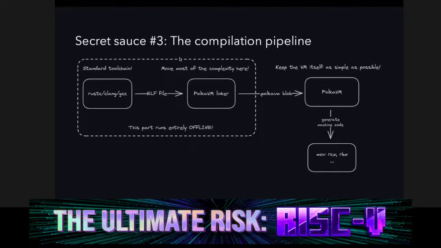This linker does things like relocations, so now we don't have to do relocations in the VM, the linker does it. It also does macro op fusion. So basically in RISC-V, for example, if you want to load an immediate value into a register, if the immediate is too big, you need 2 instructions.